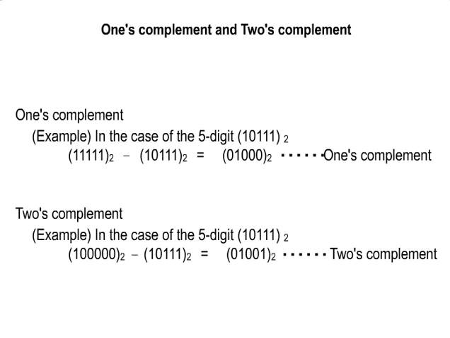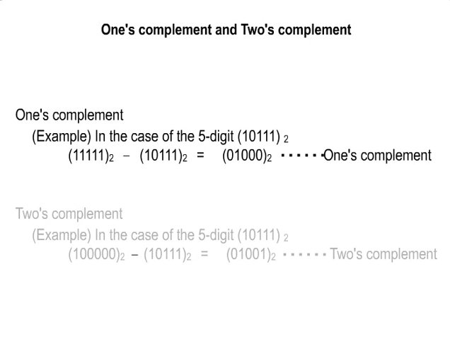1's complement. The number that results from subtracting a given number from the maximum number within the given digits is the 1's complement of the given number. For example, in the case of 5-digit, 10111, base 2. 11111, base 2 minus 10111, base 2 equals 01000, base 2. 1's complement.